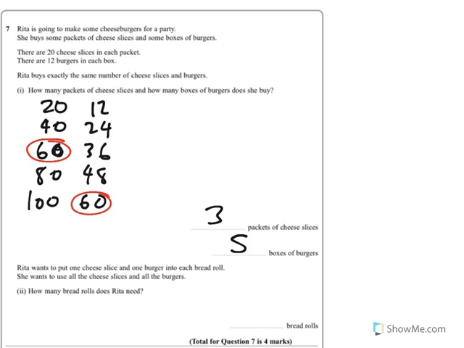Now we could use any multiple, so we could have put 6 and 10 or 9 and 15. They would have given us the same correct answer. She still would have had the same amount, just more. Okay, the second part. Rita wants to put 1 cheese slice and 1 burger into each bread roll. She wants to use all the cheese slices and all the burgers. How many bread rolls does she need? Well, she's going to need 60 in our case.